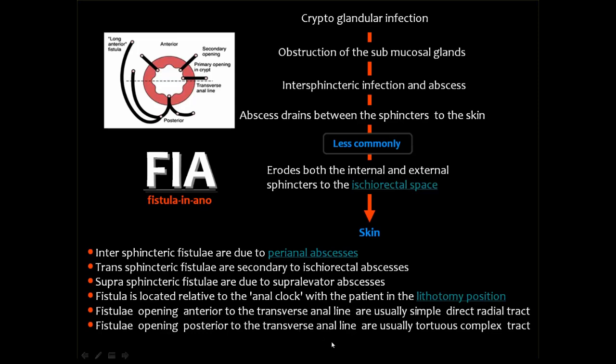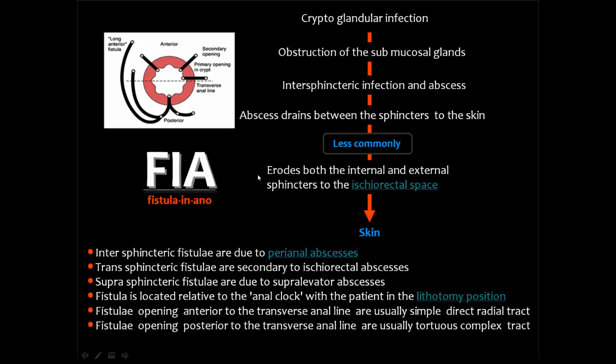And this is the accepted theory for the formation of the anal fistula, which says that there is infection of the glandular tissue, which is located between the sphincters, the internal and external anal sphincters. This will result in obstruction of this gland, and it accumulates secretions which then result in an abscess. And this abscess may drain between the sphincters to the skin, and this is known as intersphincteric fistula.